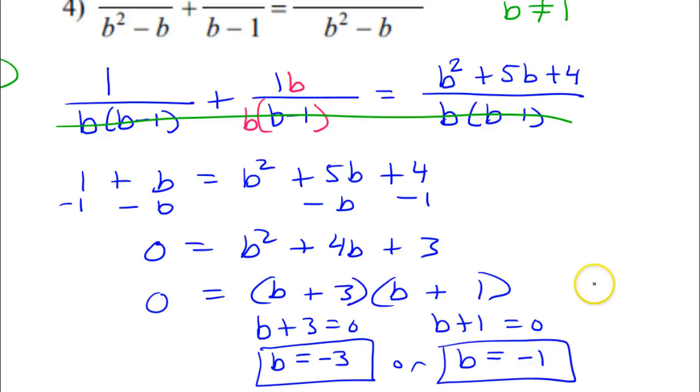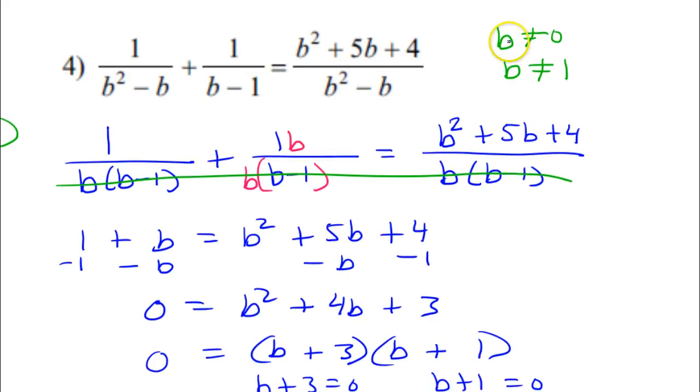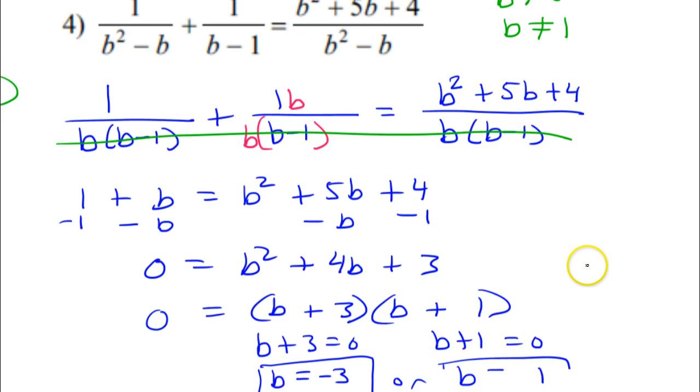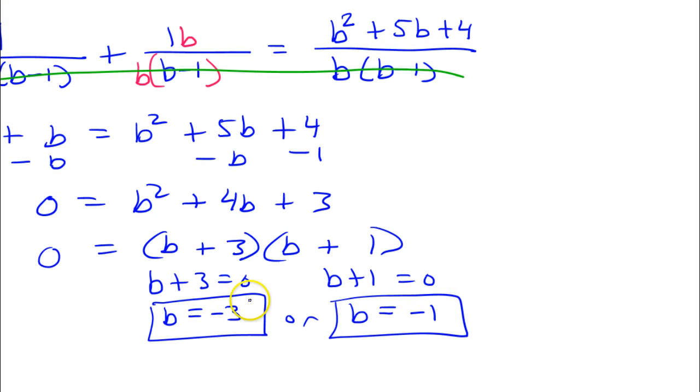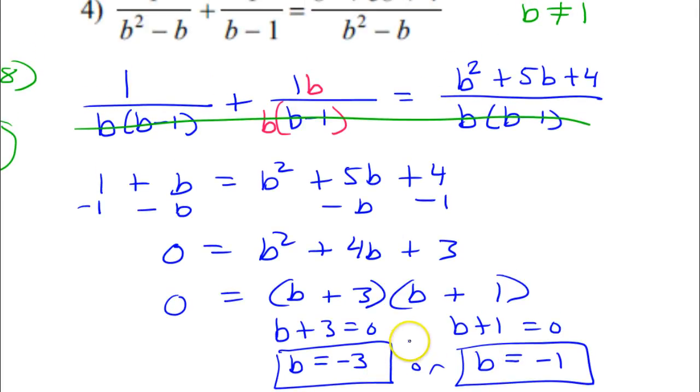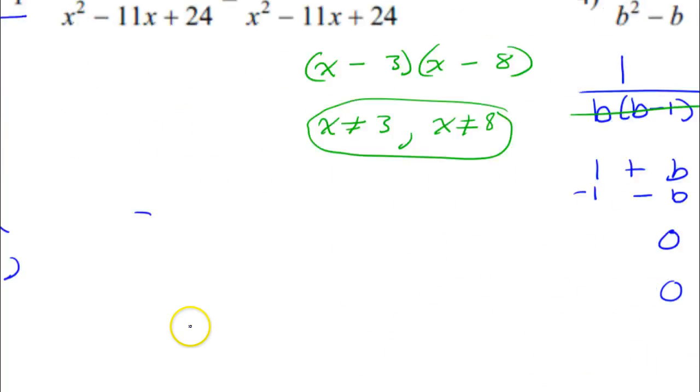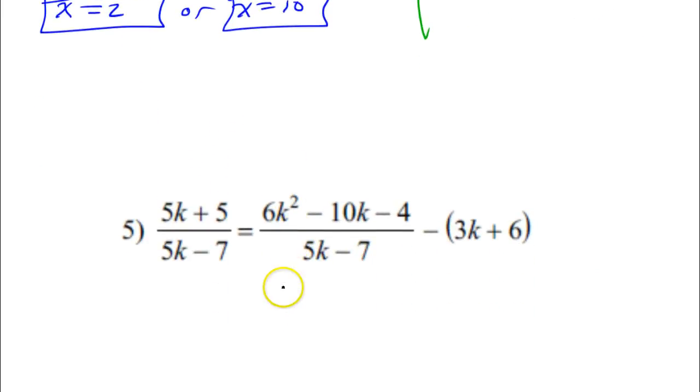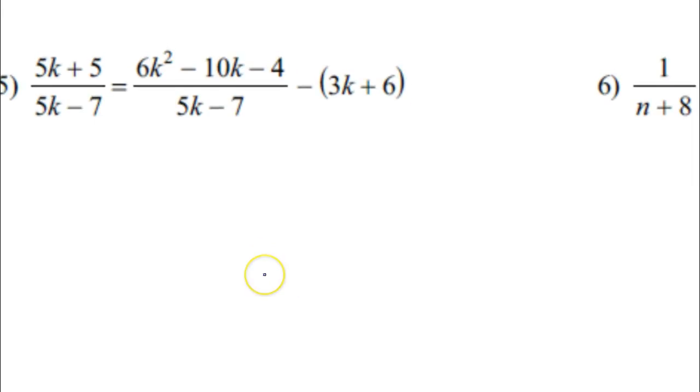Let's make sure none of these are excluded. B cannot equal 0 or positive 1. Here we have negative 1 and negative 3. So neither of these are excluded, so we are good. These are the solutions. Okay, let's put one more problem on this video, and that'll be problem number 5.